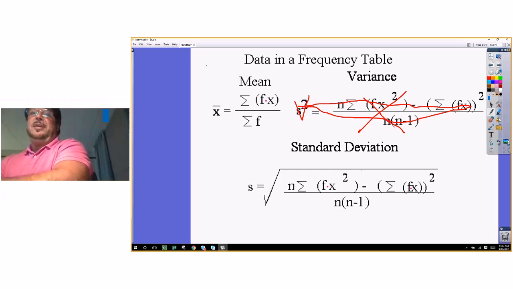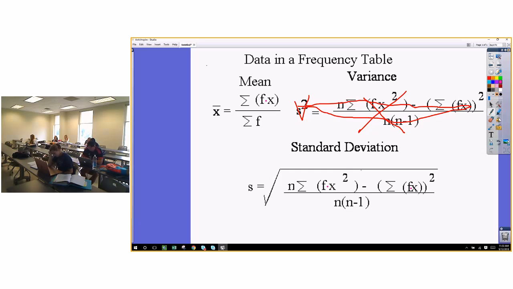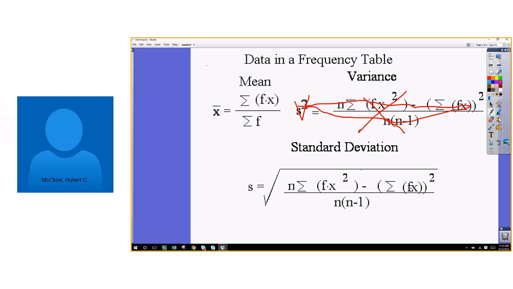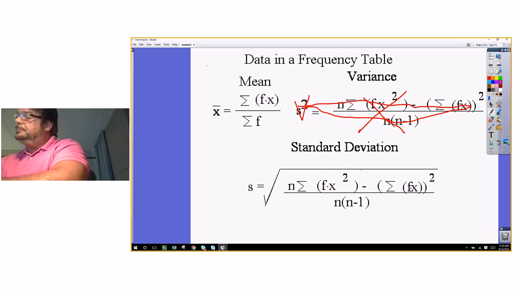Okay. And standard deviation is equal to the square root of n times the summation of f times x squared minus the summation of f times x squared over n times n minus 1.